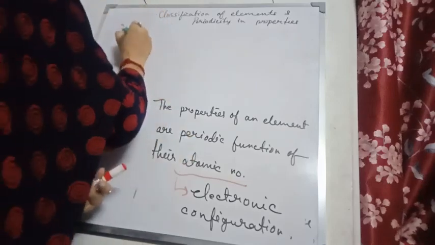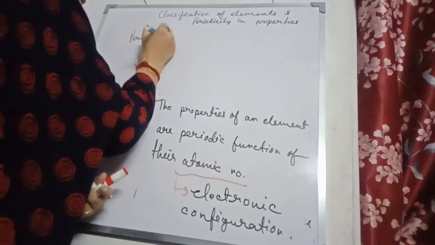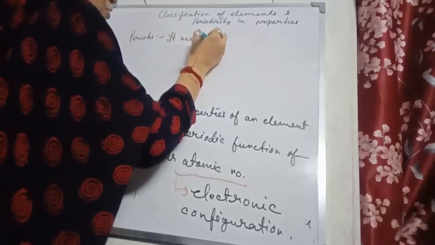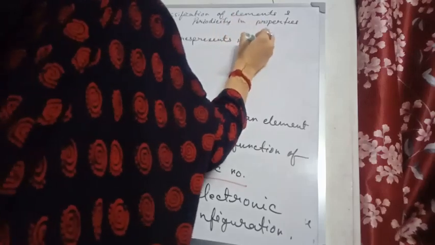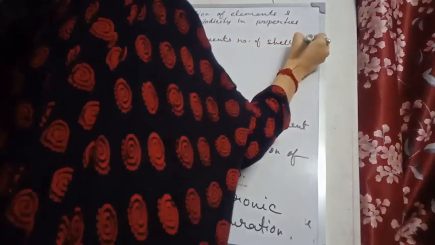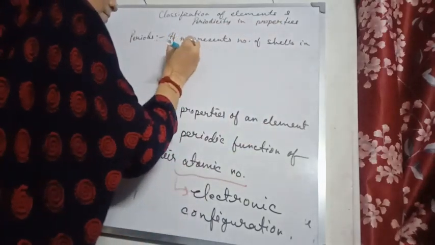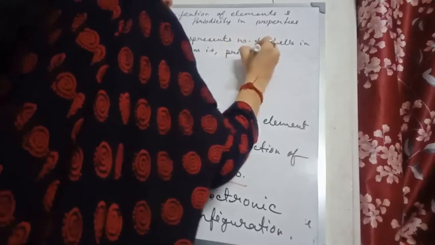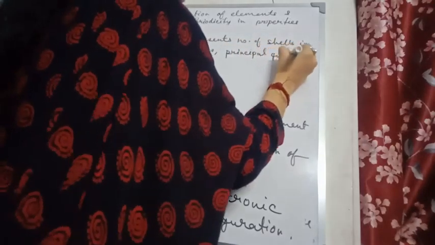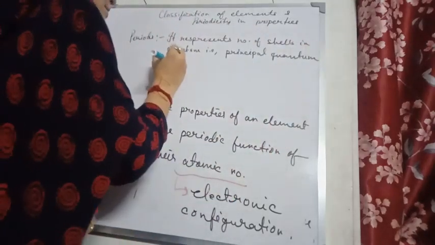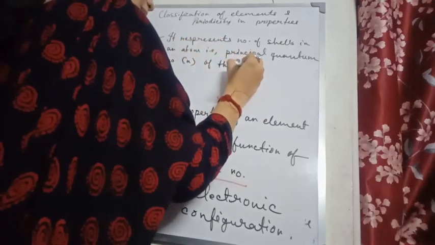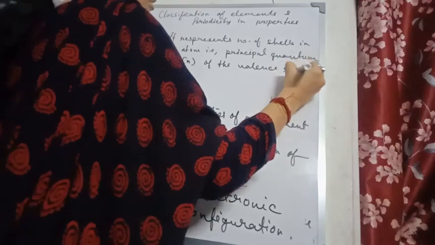Periods, we know, are the horizontal rows, but what do they represent? They represent the number of shells in an atom. That is, the principal quantum number. What is the principal quantum number denoted as? Small n. The principal quantum number of the valence shell.